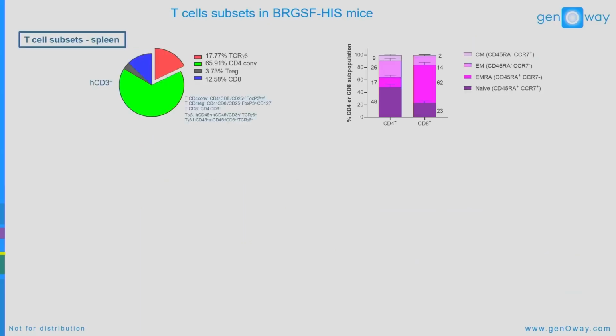Now, what about the T cell subsets? Looking into the spleen of these mice, we basically characterize T cells which are CD4 positive, some CD8 positive cells, some Tregs, but also some gamma delta T cells. And that's quite unusual for these mice because these mice generally have very few to no gamma delta T cells. I'll get back to this in a few minutes. Looking now into the T cell subsets per se, we basically characterize the standard central memory, effector memory, EMRA, and naive T cells.